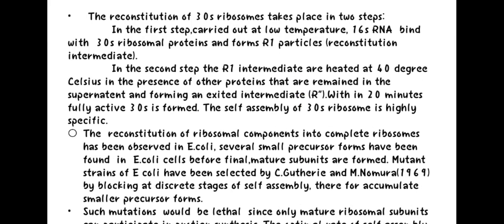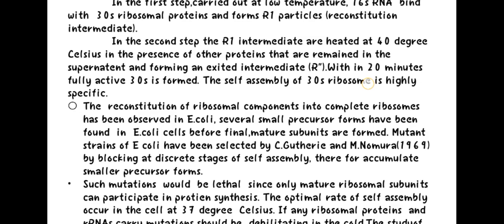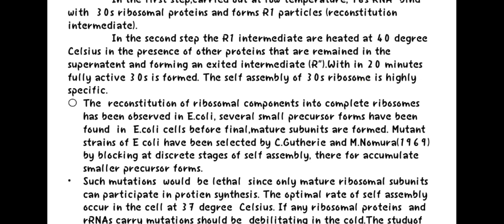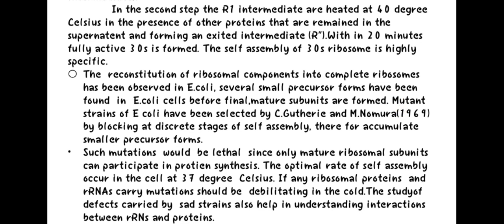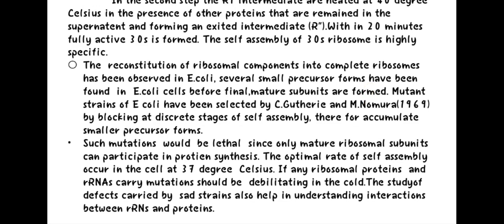The reconstitution of 30S ribosomes takes place in 2 steps. In the first step, carried out at low temperature, 16S RNA binds with 30S ribosomal proteins and forms R1 particles, the reconstitution intermediate. In the second step, the R1 intermediate is heated at 40 degrees Celsius in the presence of other proteins that remained in the supernatant, forming an activated intermediate. Within 20 minutes a fully active 30S is formed. The self-assembly of 30S ribosomes is highly specific.